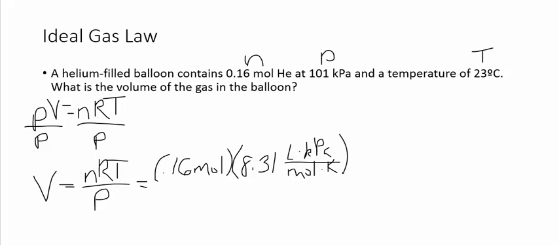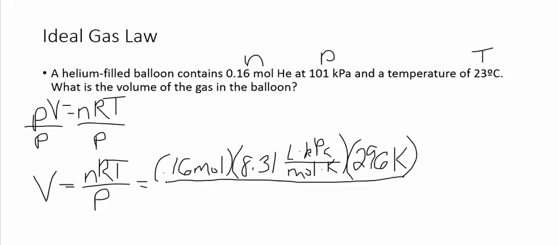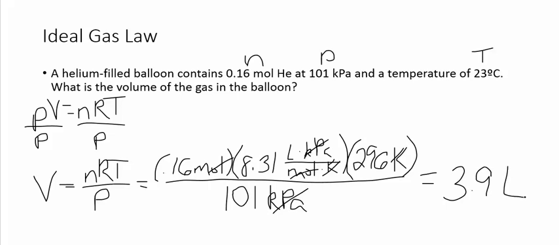Temperature is 23 degrees Celsius. In Kelvin, you add 273, so 296 Kelvin. Divide all of that by pressure in kilopascals, which is 101. So you can cancel out your units. Make sure we're ending up with the right units, which is liters for volume. So my volume, it would occupy 3.9 liters.